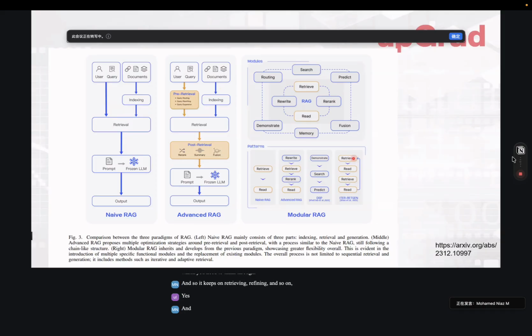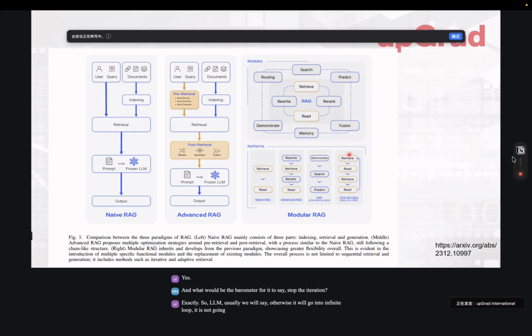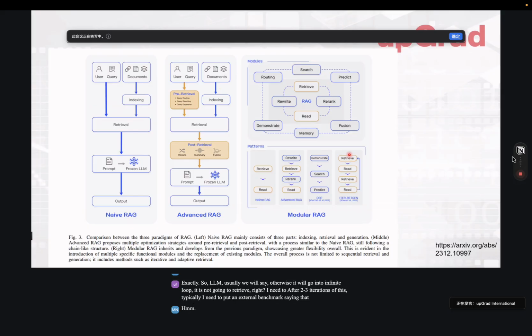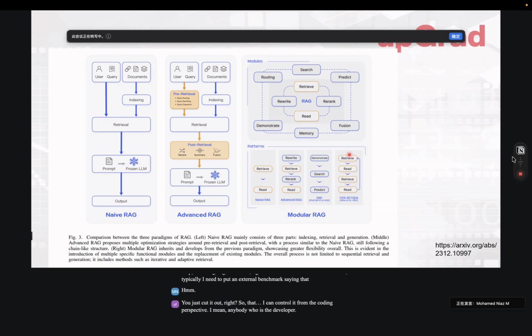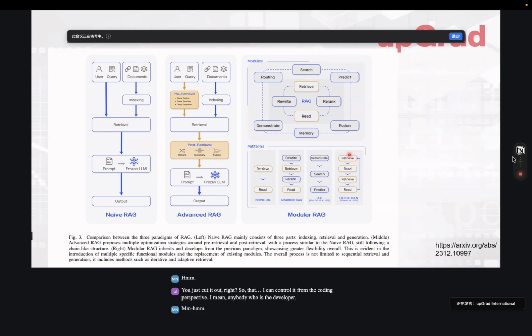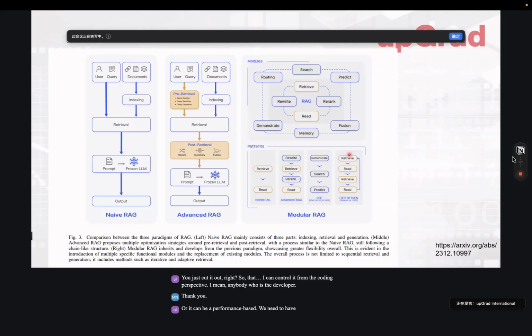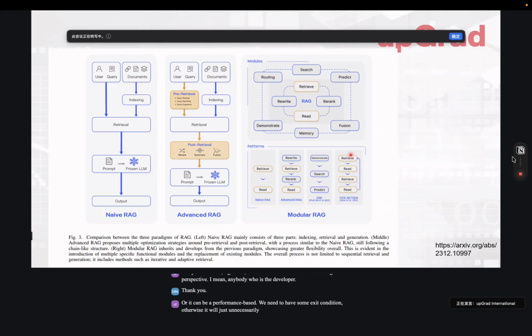What would be the barometer for it to say stop the iteration? Exactly. So LLM usually will say, otherwise it will go into an infinite loop. After 2-3 iterations of this, typically I need to put an external benchmark saying that you just cut it out, so that I can control it from the coding perspective. I mean anybody who is the developer. Or it can be performance-based. We need to have some exit condition. Otherwise, it will just unnecessarily go into the loop.